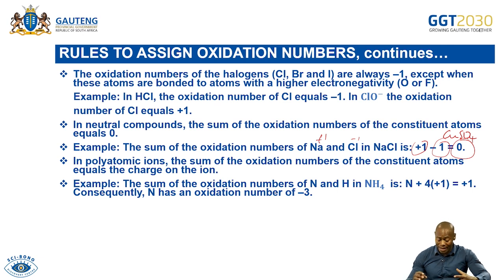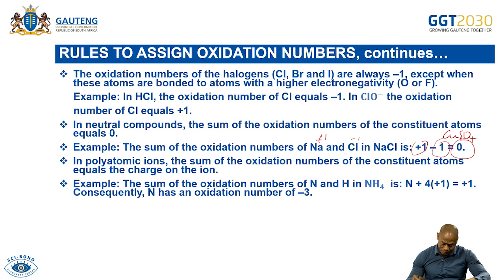So when we add the oxidation numbers of those atoms there, they must give us what? 0, right? Then in polyatomic, poly means many, or more than 1, right? So in polyatomic ions, the sum of the oxidation numbers of the constituent atoms equals the charge on the ion, right? So what are they trying to say here?